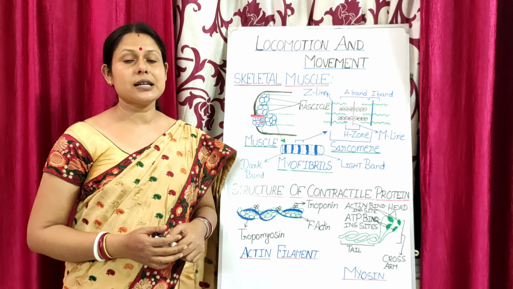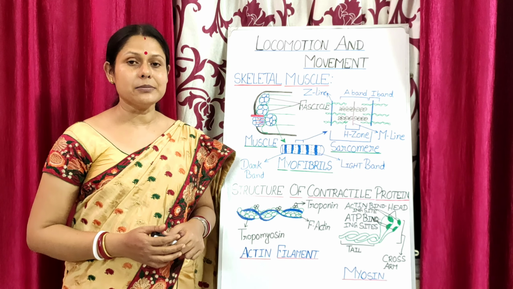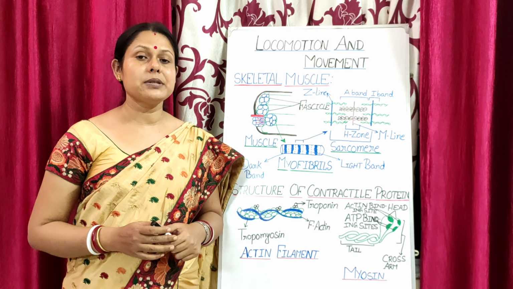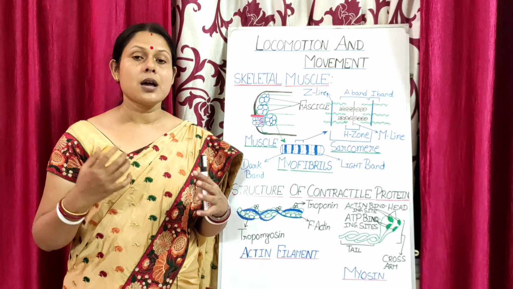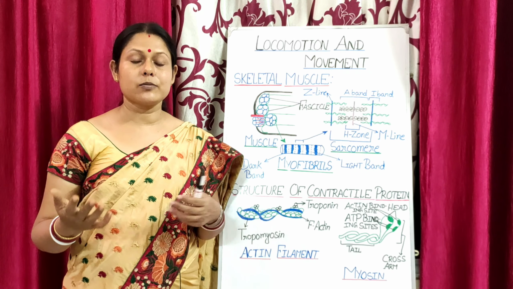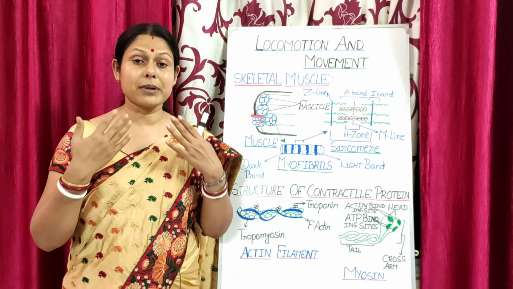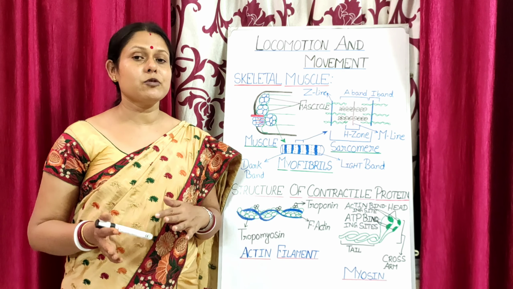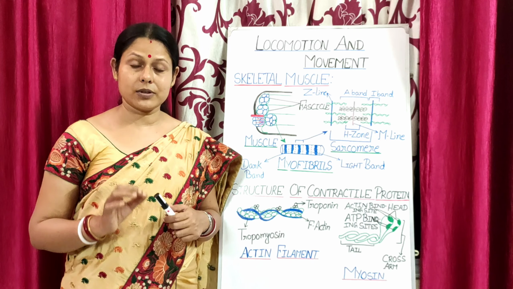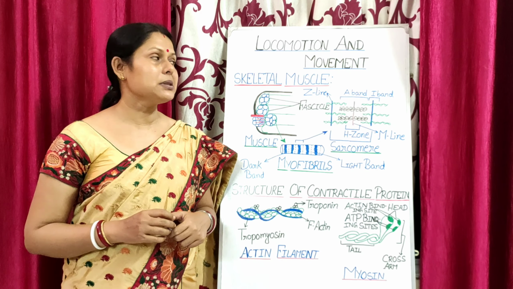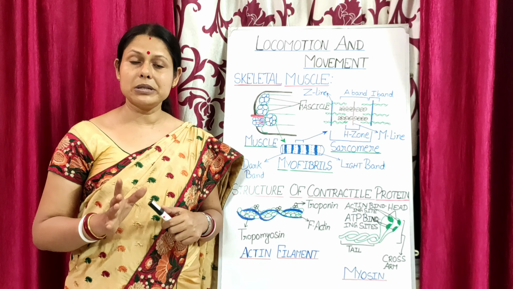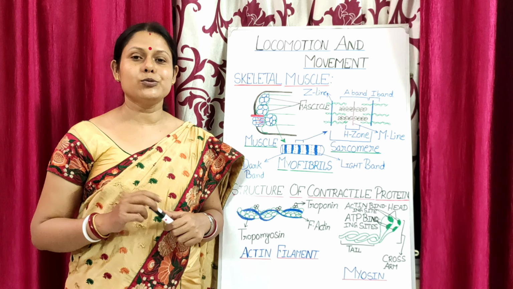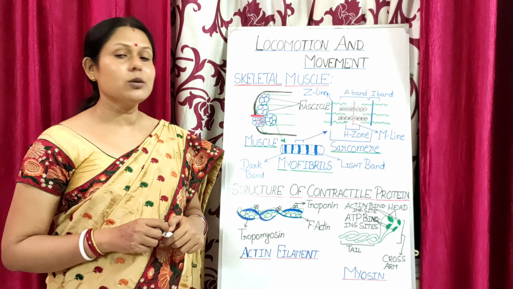Locomotion is generally shown by animals, and movement is shown both by plants and animals. That means where the body is fixed and the parts of the body are moving, like my hands are moving, my mouth is moving when I'm speaking. So locomotion and movement are both seen in organisms of the animal kingdom, whereas only movement is shown in plants, but plants do not show locomotion.